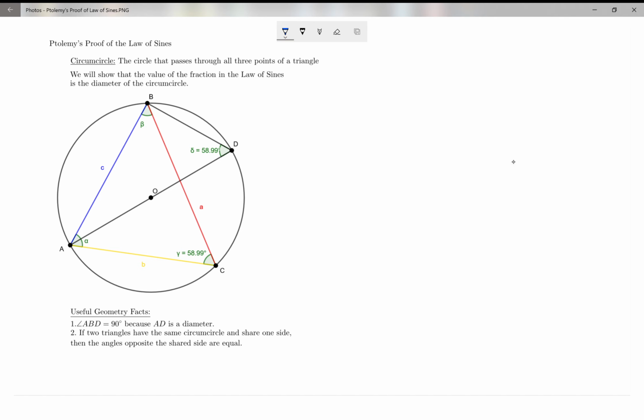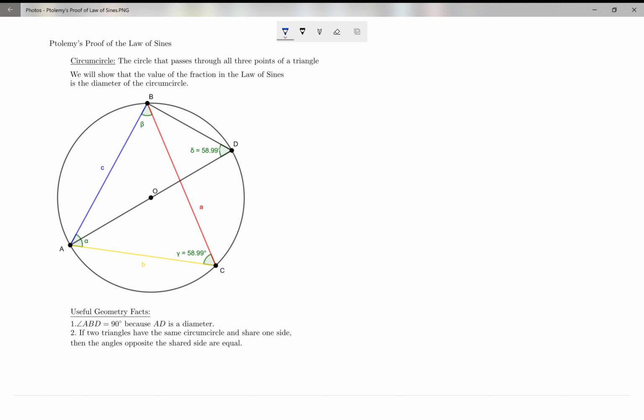A couple of useful facts from geometry that we will need. This angle, ABD, is actually a right angle, and that has to do with the fact that the line A to D is the diameter. And if 2 triangles have the same circumcircle and share one side, then the angles opposite the shared side are equal. In the picture above, you notice that the angle delta and the angle gamma are both 58.99. They could really be anything; the example that I happened to draw just happened to have those measurements. Okay, so let's get started.